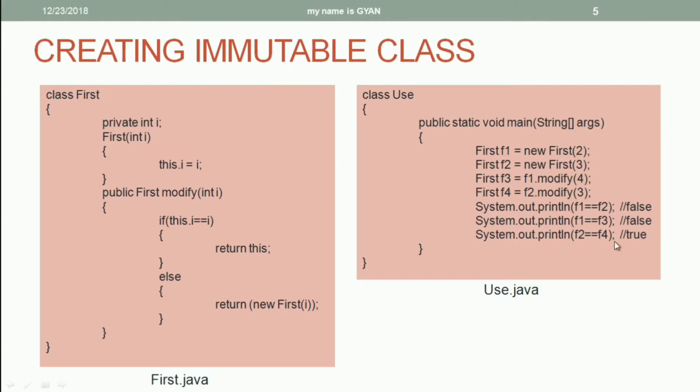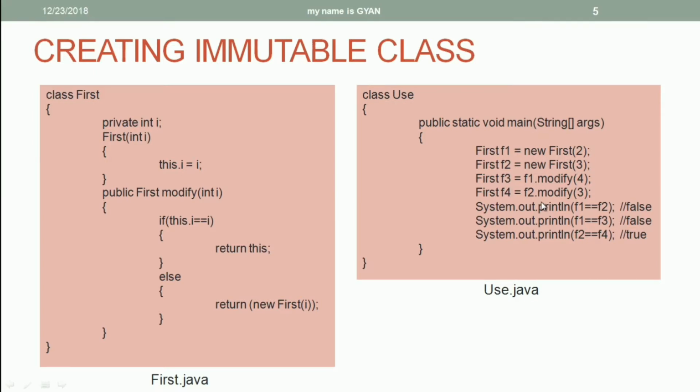So if you check if f1 is equal to f3 or not, then no, they are not equal, because f1 contains reference to a separate object whose field i is 2, but f3 contains the reference of a separate object whose field i is 4.